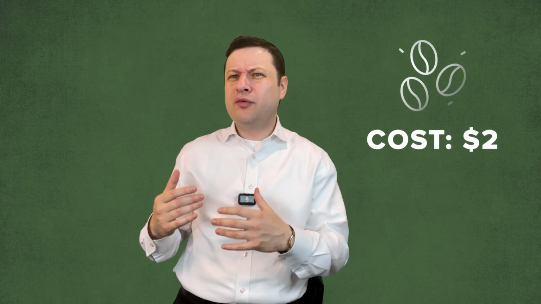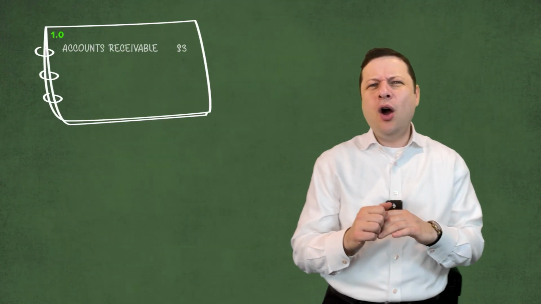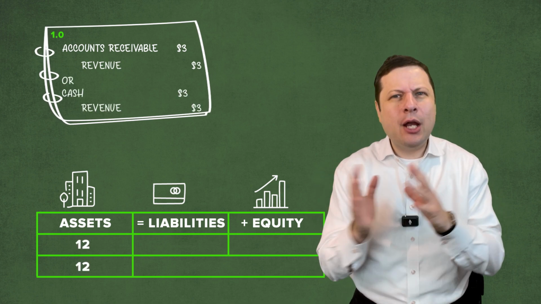Okay, so let's say you earn some income. Yay, you sold a cup of coffee for $3. So here's the sale. Notice the cost of the beans was $2 and the sale was for $3. Just checking you're making a profit. So now it's going to be 15 equals 7 plus 8.